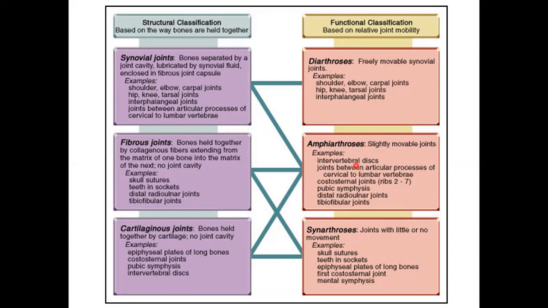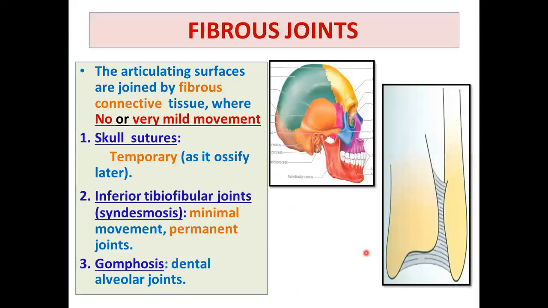The amphiarthroses are slightly movable joints. Examples: intervertebral disc, joints between the articular processes of the cervical to lumbar vertebrae, the costosternal joints from ribs 2nd to 7th between the ribs and the sternum, the pubic symphysis, the distal radioulnar joints, and tibiofibular joints. Then there are synarthroses, the joints with little or no movement. Examples: skull sutures, teeth in the sockets, epiphyseal plates of long bones.